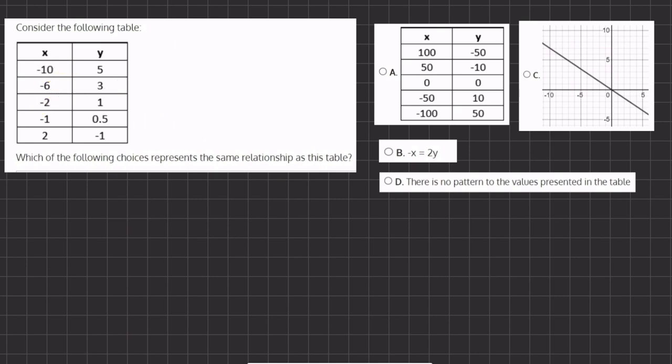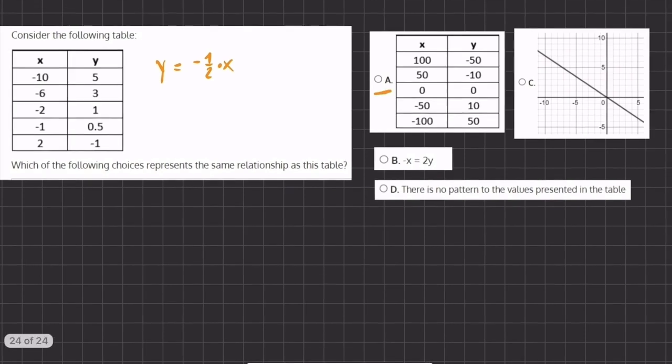So now let's try to write some kind of formula that will be true for our table. So we know that y equals negative half times x. Alright, so now that we have some kind of pattern written, let's go to answer A and check if the values here that are given will correspond to our formula.